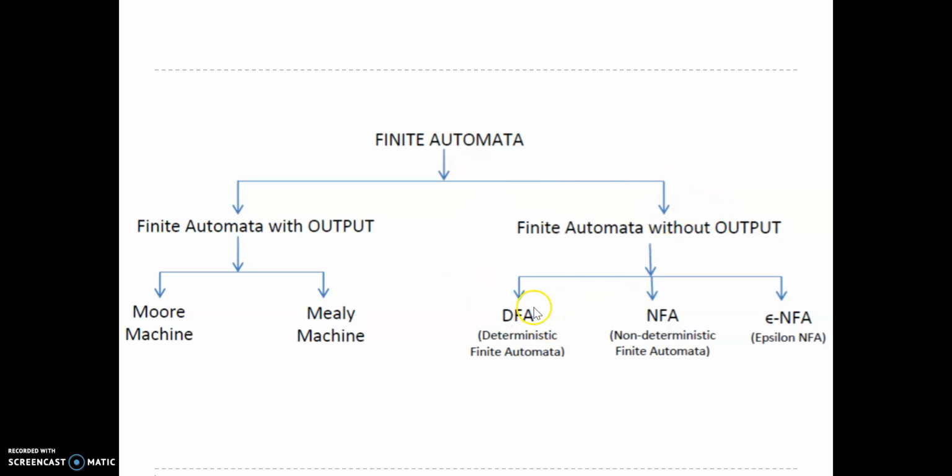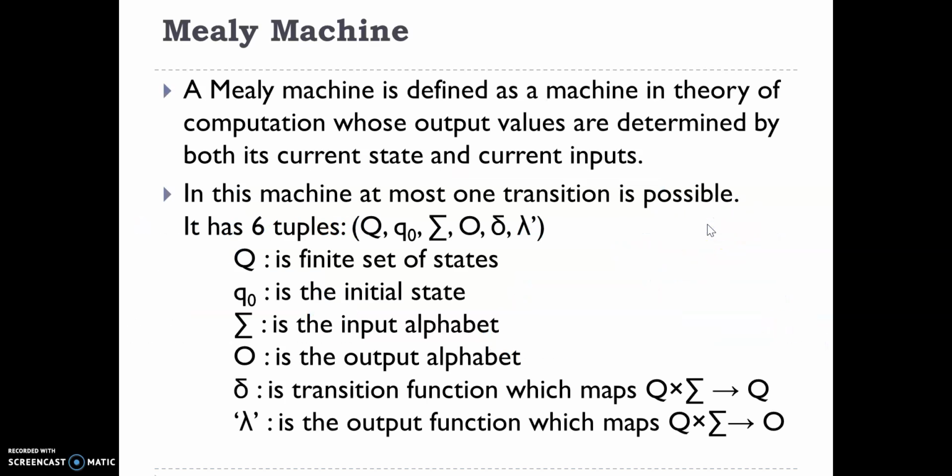Whatever we discuss right now, deterministic and non-deterministic, or along with the epsilon, all this belongs to the without-output category. They are not generating any output. They are just acceptor or rejector. Whereas Mealy and Moore, these are the two machines which give me output along with input. So first we'll see the Mealy machine.